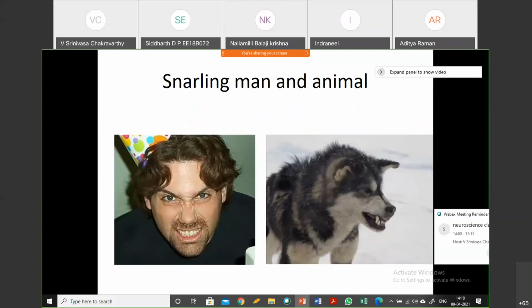Like I was saying, Darwin observed a lot of commonality between the facial expressions of animals and humans. Here is a simple example: the gesture of snarling in a human and in an animal. And interestingly, I've noticed that South Indian actors are very good at this expression. You'll see this kind of expression very typically in South Indian heroes.